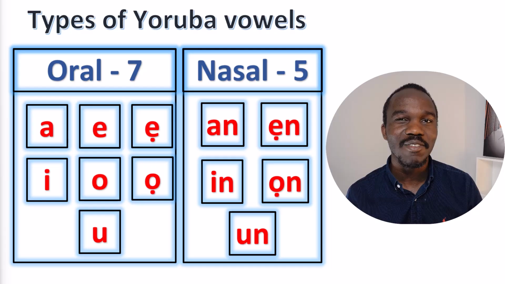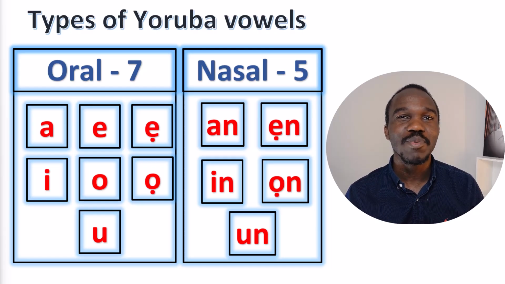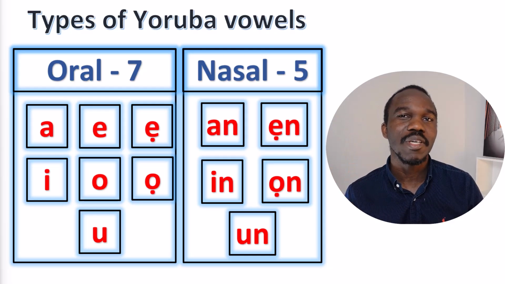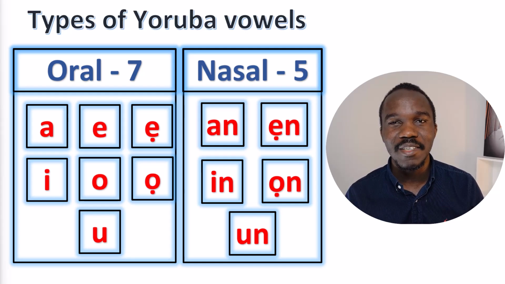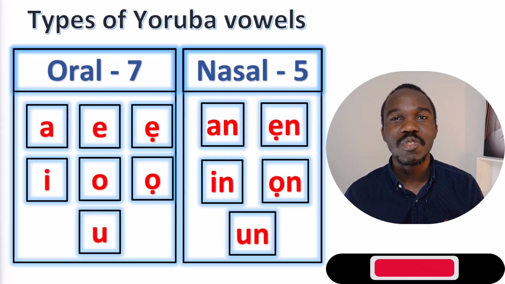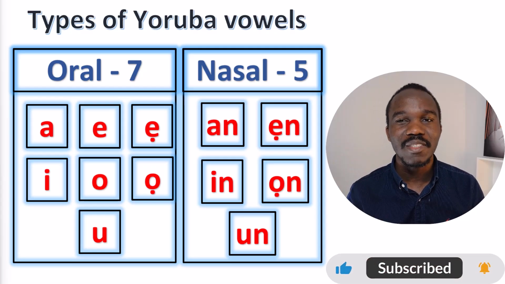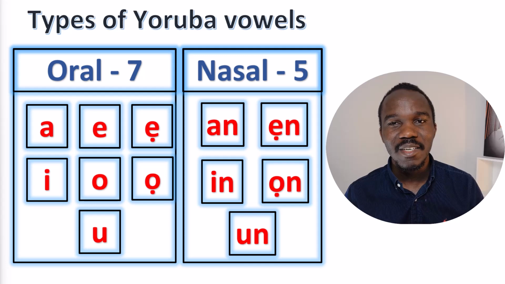This nasal vowel is very important in pronouncing Yoruba words and even in understanding. When you hear those sounds, you know what this person is saying. A lot of words, if we don't learn this, we will not be able to speak Yoruba. We will not be able to learn a lot of words because a lot of words are embedded in these nasal vowels. So let's look at them.